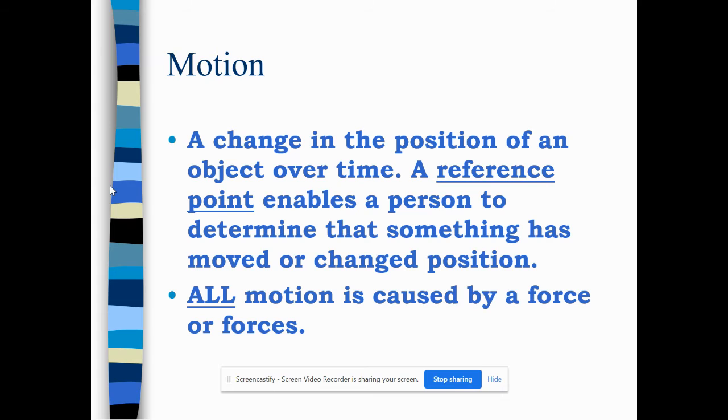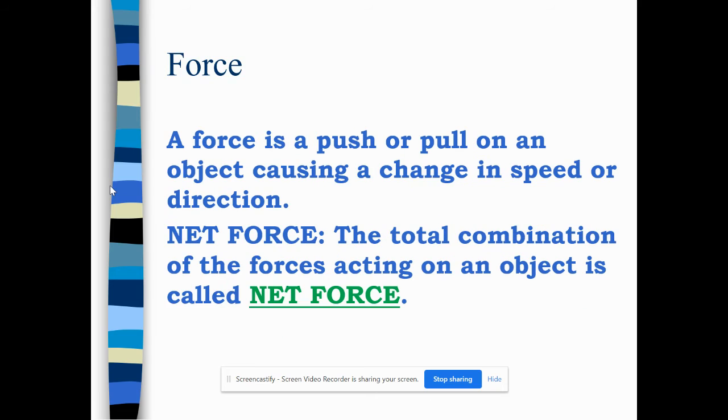So motion is a change in the position of an object over time. And we know the change in position because we use a reference point that enables a person to determine that something has moved or changed. All motion is caused by force or a combination of forces. And remember, a force is a push or pull on an object causing a change in speed or direction. Our net force is then going to be the total combination of all forces acting on an object.